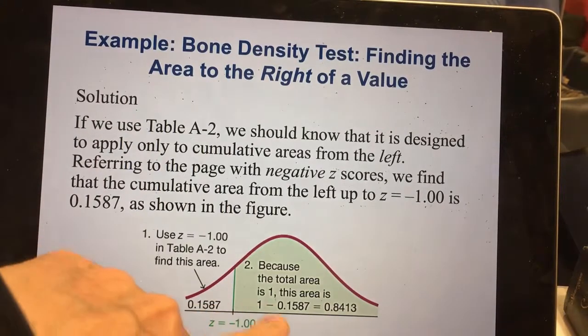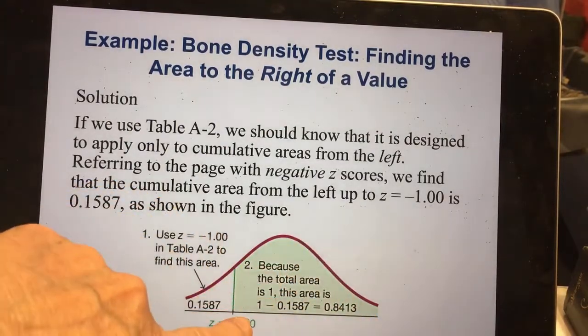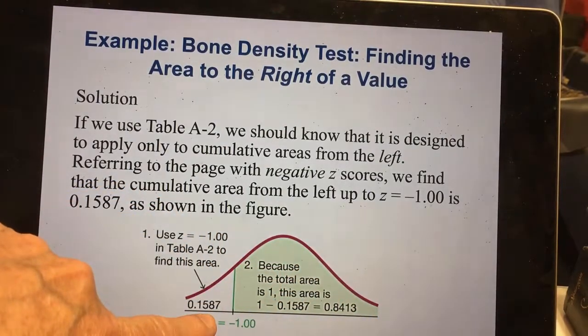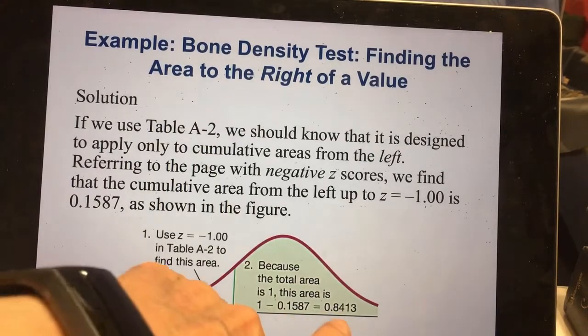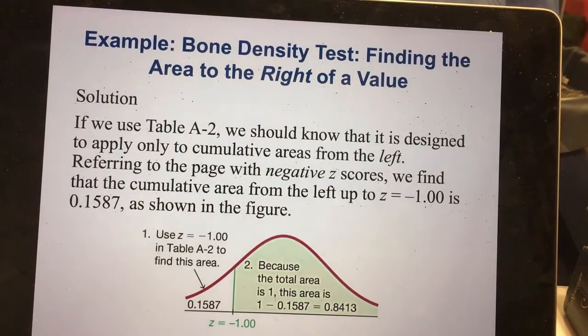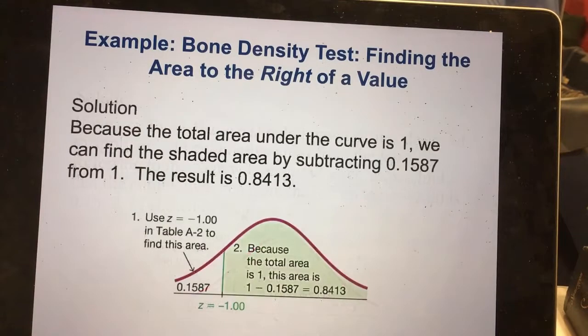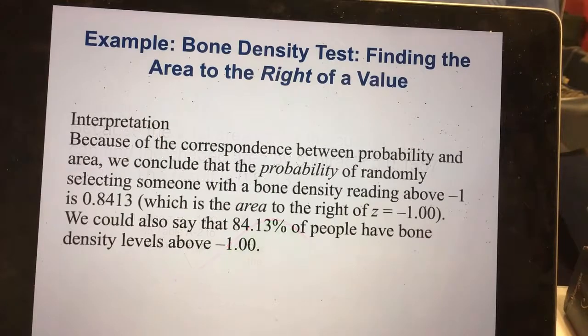Okay, and so since we're looking at greater than, we're going to have 1 minus 0.1587, which is 0.8413, or 84%. So it is highly likely that somebody is going to have a bone density greater than a z-score of -1. Because the total area under the curve is 1, we can find the shaded area by subtracting from 1. So 84.13% of all the people have a bone density level above -1.